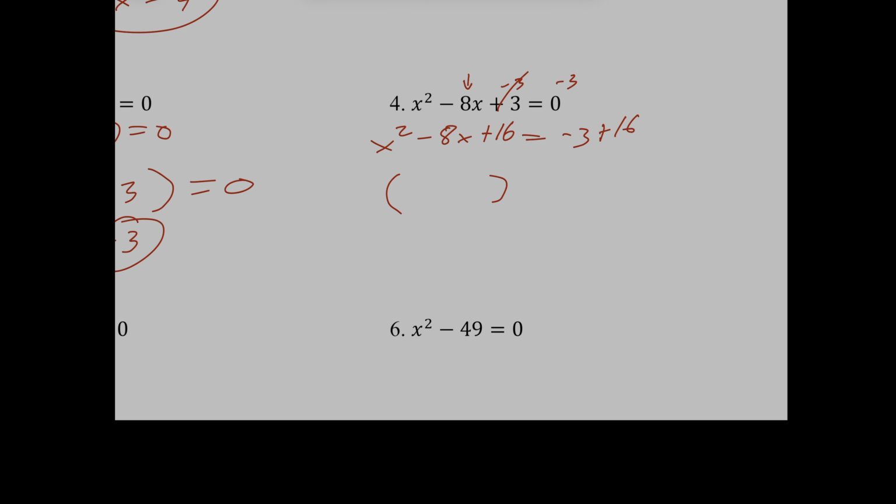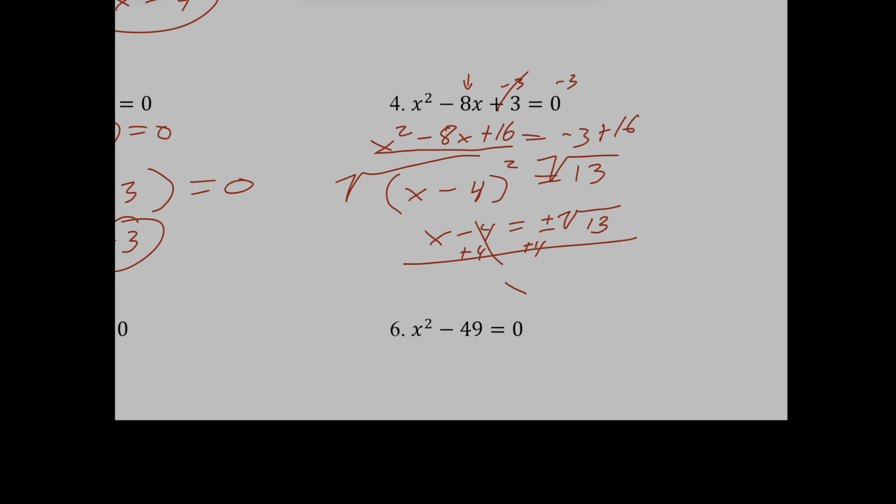Now, once I do that, this is in trinomial square form, which means I'm going to go x, and I'm going to take either the square root or half of the middle. You can think of it either way. x minus 4, squared, equals 13. Now I'm going to take the square root of both sides. I'm going to get x minus 4 equals plus or minus root 13. And now that I add 4 to both sides, boom, x equals 4 plus or minus root 13.